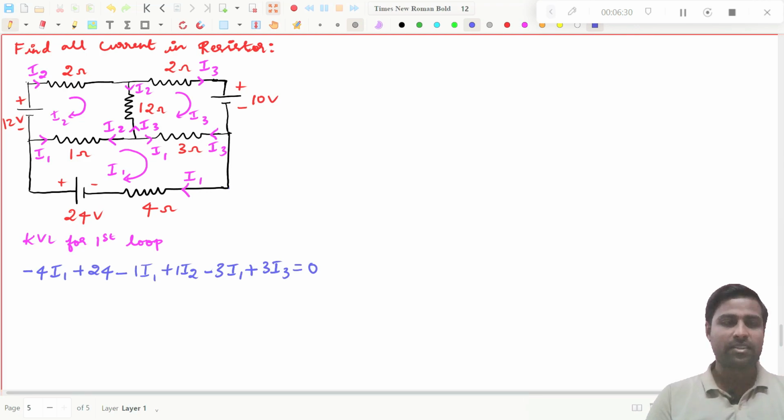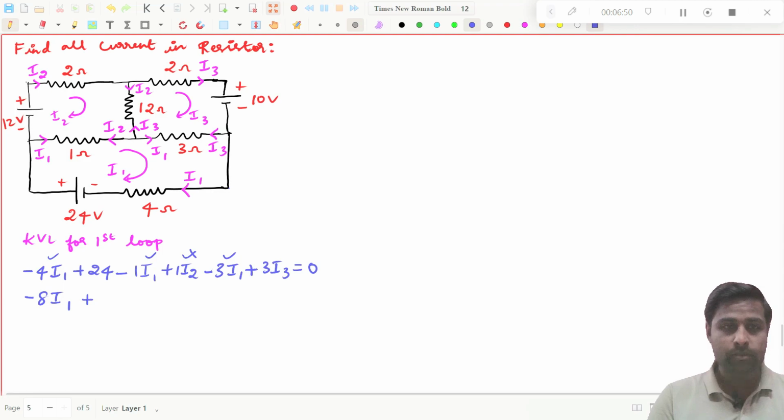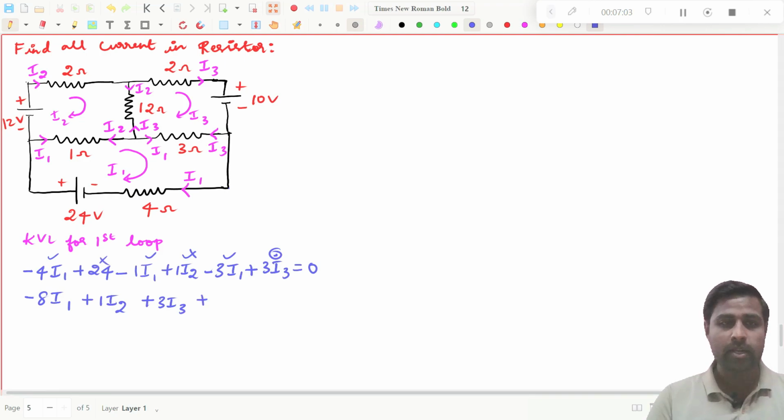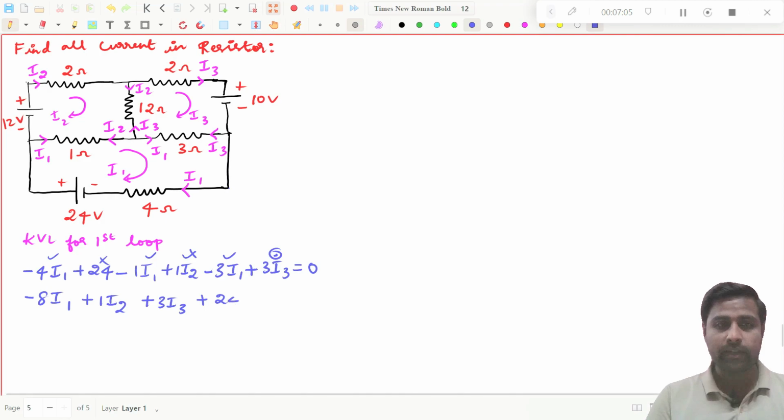Now you rearrange this equation. You see I1, you have this one, this is I1, this is I1. There are 4 I1s available. If you add all these, 5 plus this becomes minus 8 I1. Then you have only one I2, so you have to put plus 1 into I2. Then you have only one I3, so you put plus 3 I3, and then one constant is available, that is 24, equal to 0.